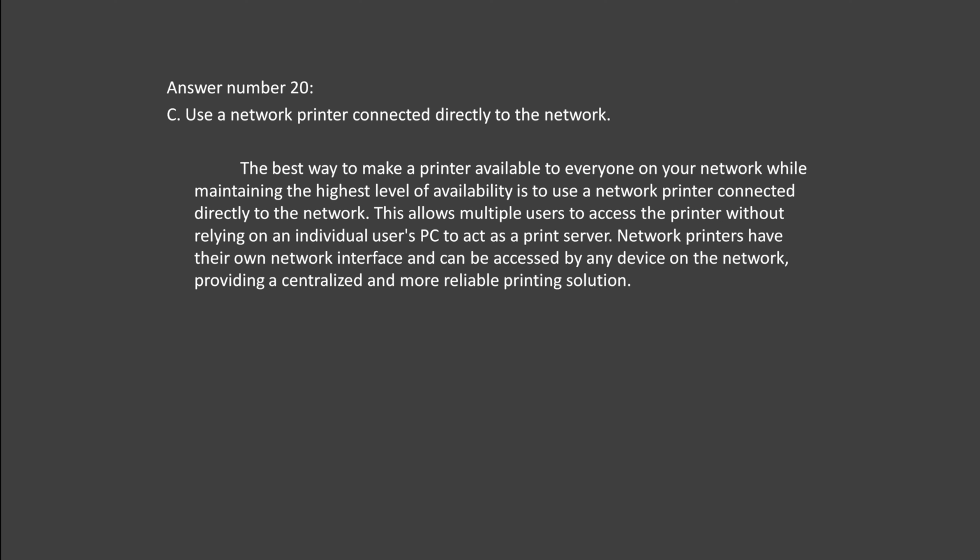Answer number 20. C. Use a network printer connected directly to the network. The best way to make a printer available to everyone on your network while maintaining the highest level of availability is to use a network printer connected directly to the network. This allows multiple users to access the printer without relying on an individual user's PC to act as a print server. Network printers have their own network interface and can be accessed by any device on the network, providing a centralized and more reliable printing solution.